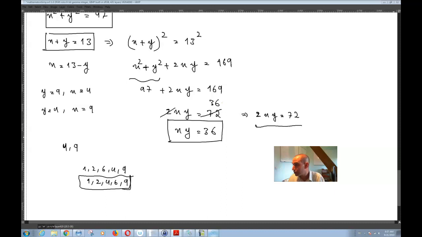Now, the next question that we have is question number 18, and we have question number 19 as well, and then we are done with this part.